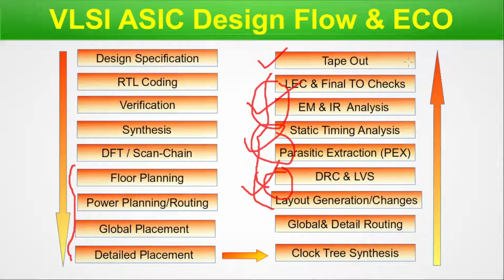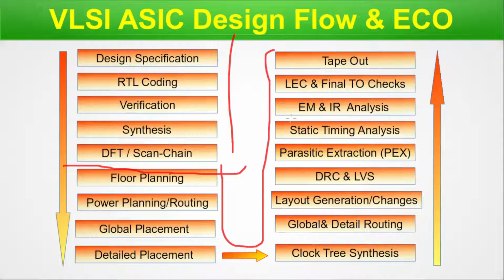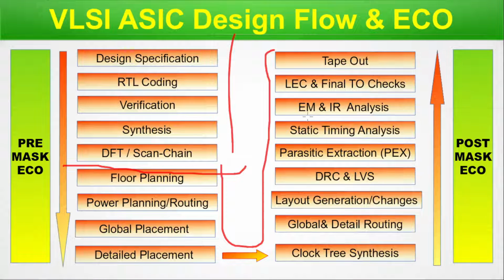Although ECOs are done even after the tape out, if some bug has slipped through despite very thorough precautionary measures. Now this is our VLSI ASIC chip design flow. We have separated out the front end and the back end: anything above here is the front end and anything down to here is the back end. Now there will be a pre-mask ECO, before the mask has been made, and similarly there will be a post-mask ECO, once the mask has been made.